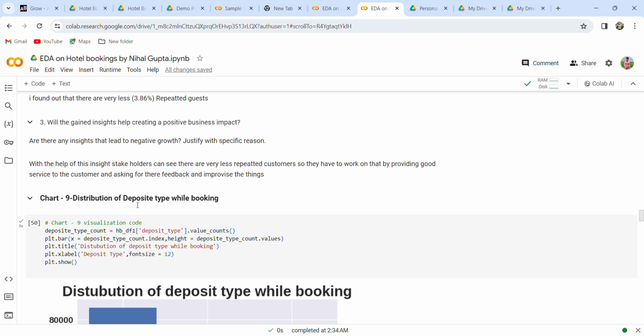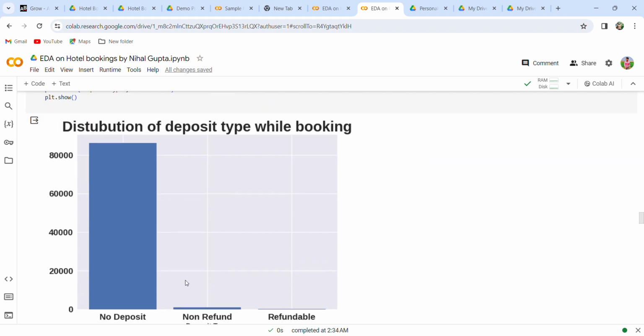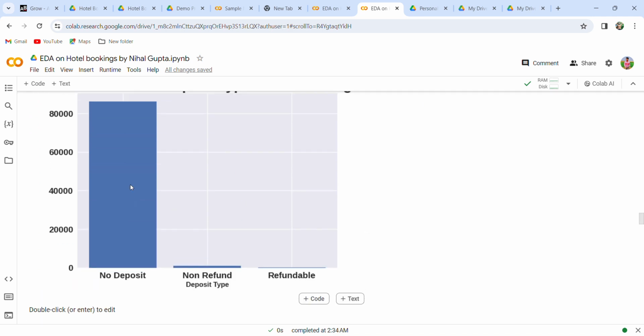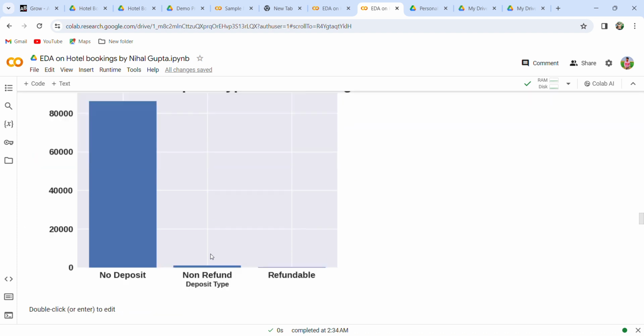Here we can see the distribution of deposit type while booking. So from this we are getting the data of deposit: no deposit, no refund, refundable. We can see that people who are booking are not depositing. Okay, distribution while booking type.